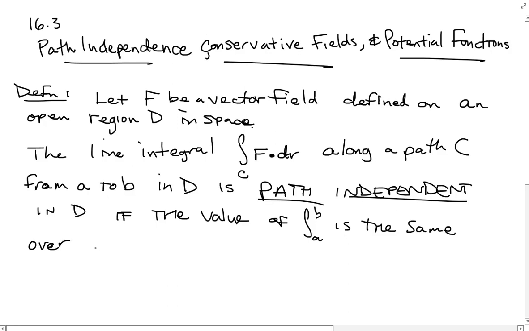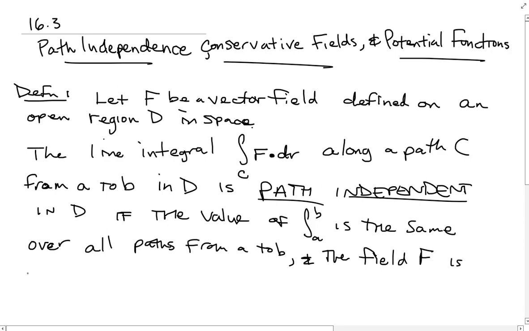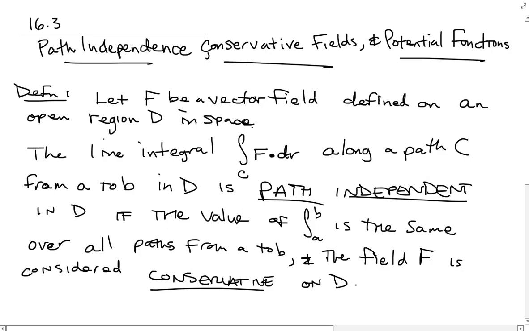Okay, so hopefully that makes sense why it's considered path independent. So all paths from A to B. And then we'll also define conservative. So the field that we're calling capital F is called conservative on the region D. And so conservative fields, think of it as conservation of energy is one way to think of it.